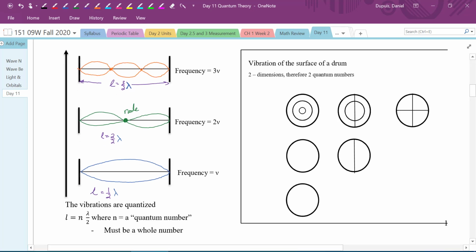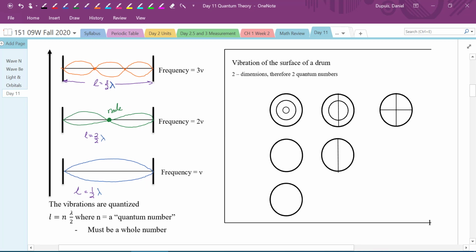And the thing is, the vibrations are quantized. I can't just be anywhere. I have to be at half or whole integer parts of the wavelength, right? So n has to be a whole number. You can't be 2.3. And so this picture over here talks about a drum where you have n equals 1, n equals 2, n equals 3.